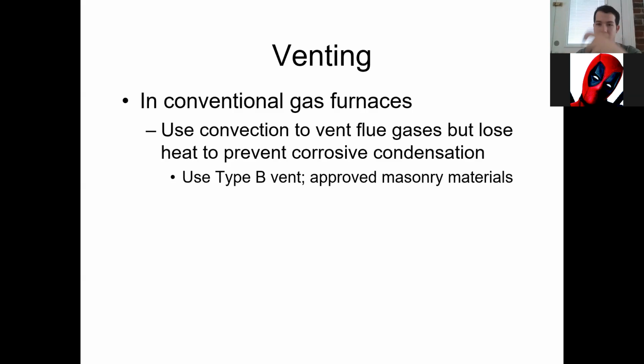B-vent, you'll see, is like a two-walled ventilation system. I think your book's got it on page 882, figure 31.9. It's got a section of type B gas venting.